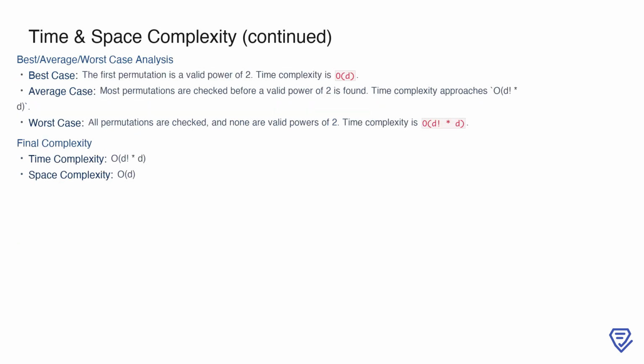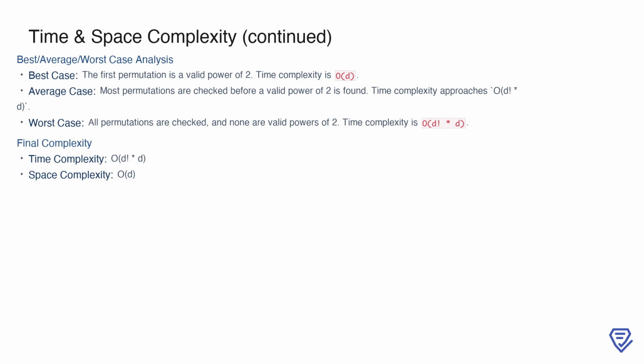Finally, let's break down the best, average, and worst-case scenarios for this solution. In the best case, the very first permutation generated is a valid power of 2, resulting in a time complexity of d, as only one permutation needs to be processed. On average, the solution will need to check many permutations before finding a valid power of 2, and the time complexity will approach d * d.